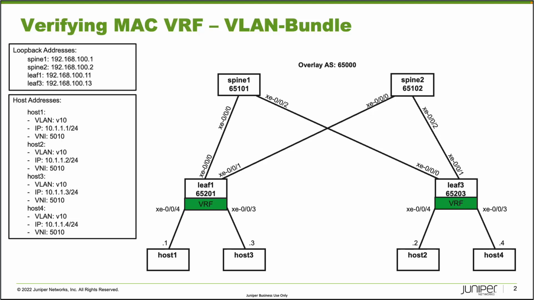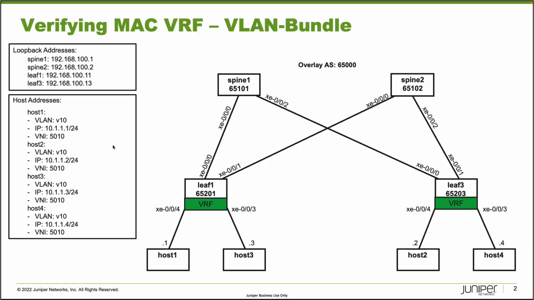Each of those hosts is in VLAN V10, which has VLAN ID 10. The IP address for each host is in the 10.1.1.0/24 network, and they all use VNI 5010. Remember, with VLAN bundle, it's about isolating the hosts into their own EVI, and that's what we're doing with MAC VRF VLAN bundle.